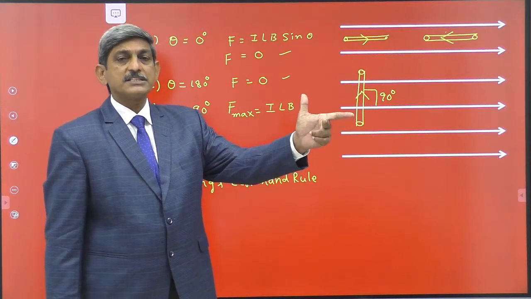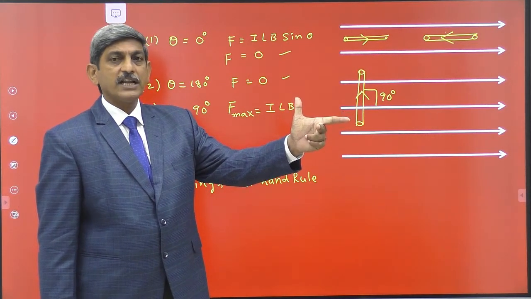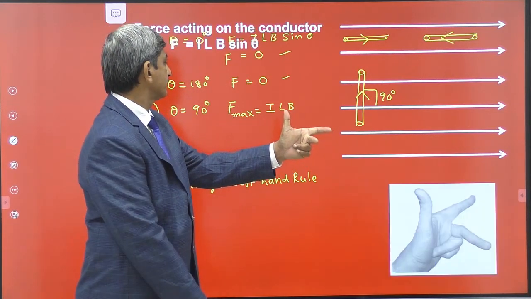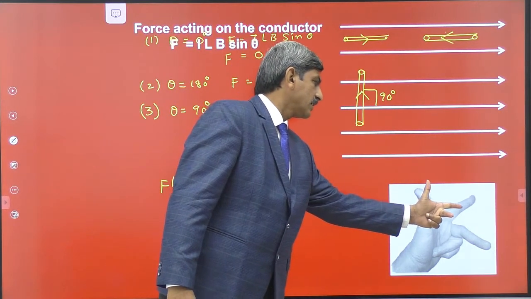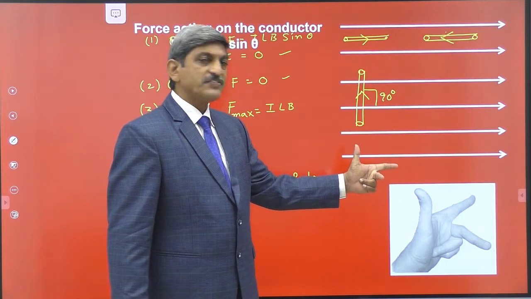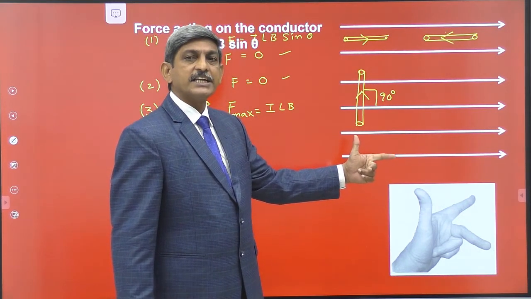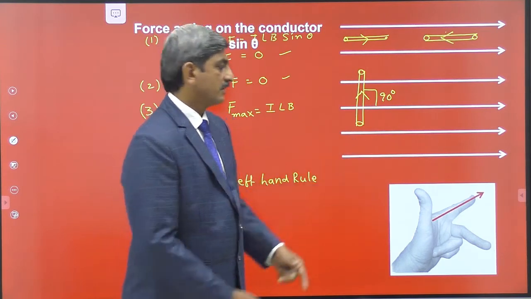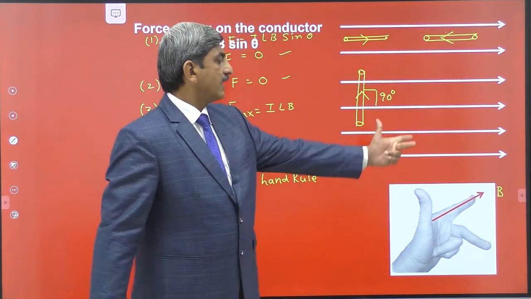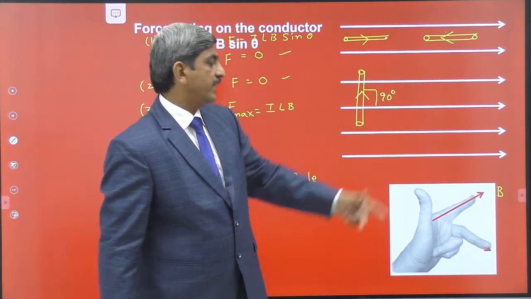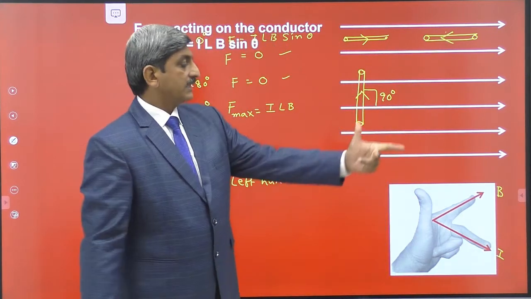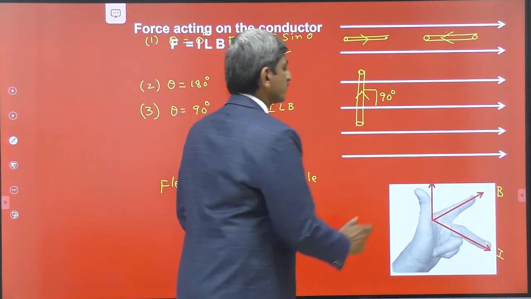Let us take your left hand such that the thumb, index finger and middle finger are held perpendicular to one another as shown in the figure. If the index finger indicates the direction of the magnetic field and the middle finger indicates the direction of the current, then the thumb indicates the direction of the force.